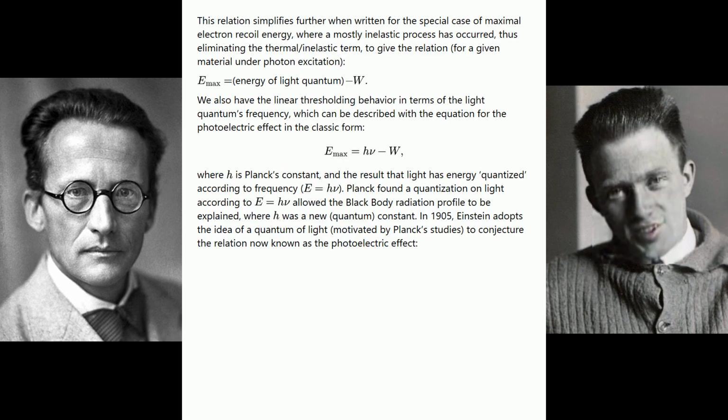We also have the linear thresholding behavior in terms of the light quantum's frequency, which can be described with the equation for the photoelectric effect in the classic form. See the equation, where h is Planck's constant, and the result that light has energy quantized according to frequency, E equals h nu. Planck found a quantization on light according to E equals h nu allowed the black body radiation profile to be explained, where h was a nu, quantum, constant. In 1905, Einstein adopts the idea of a quantum of light, motivated by Planck's studies, to conjecture the relation now known as the photoelectric effect.